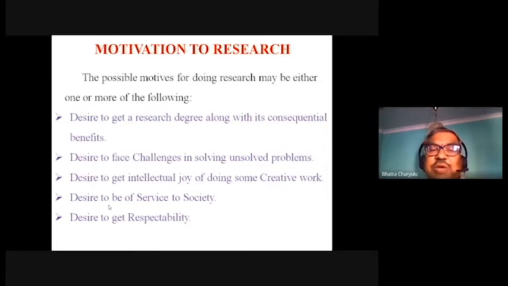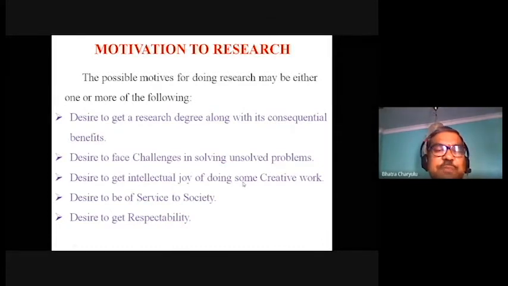Desire to get intellectual joy of doing some creative work. Without creativity, it will not shine. And not only developing what already exists, we have to develop in a new orientation. That is creative knowledge, one of the most important parts. And desire to be of service to society, and desire to get respectability. Based upon research, we get more respect.